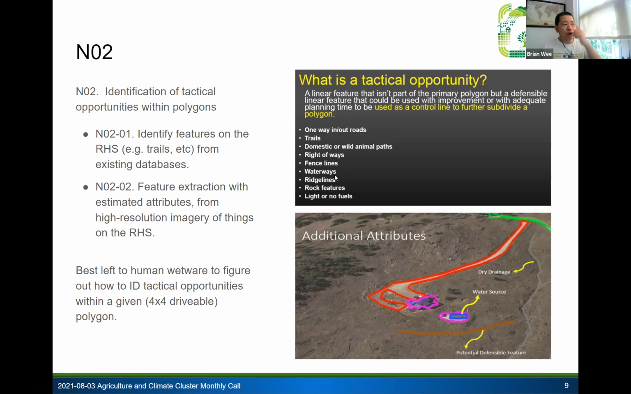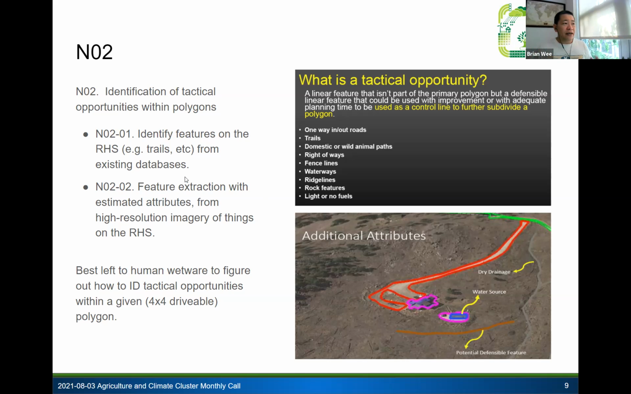Again, I put this here because later I'm going to talk a little bit about the University of Colorado at Boulder, CU Boulder database, which has some of this, at least for Colorado. And of course, for each and every state and each and every jurisdiction, there will be such databases out there too. So let's put this at least on the radar. Identify trails and ridge lines and all that from existing databases.